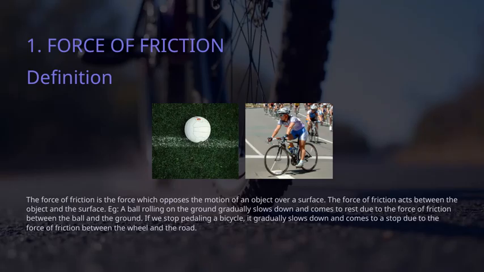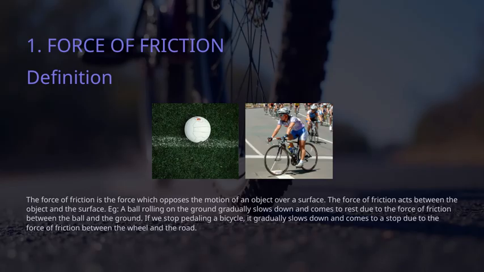The force of friction is essentially the force that works against the motion of an object as it moves over a surface. It always acts between the object itself and the surface it's moving on. For example, when you roll a ball on the ground, you'll notice it gradually slows down and eventually stops. That's because of the force of friction between the ball and the ground. Similarly, if you're riding a bicycle and stop pedaling, the bike slowly comes to a stop. That slowdown happens because of the friction between the wheels and the road.